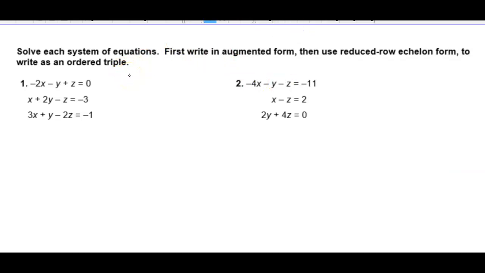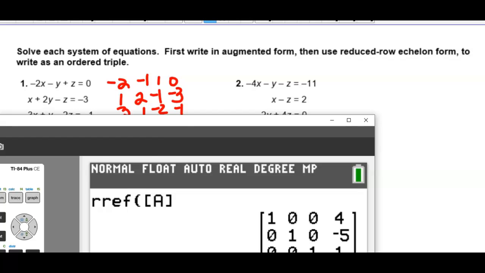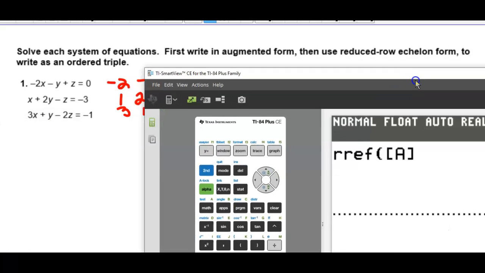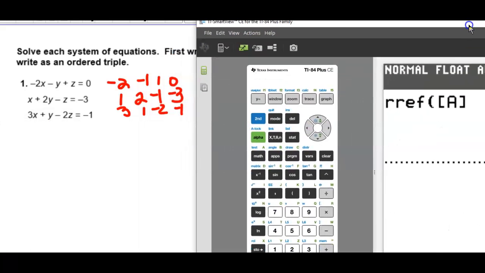All right, we're going to do these on the calculator. I will write the matrix first. Negative 2, negative 1, 1, 0. 1, 2, negative 1, negative 3. 3, 1, negative 2, negative 1. Make sure everything lines up. And be careful, on Delta Math, some of them are kind of crazy. You have to do some rearranging so that they're in that order.